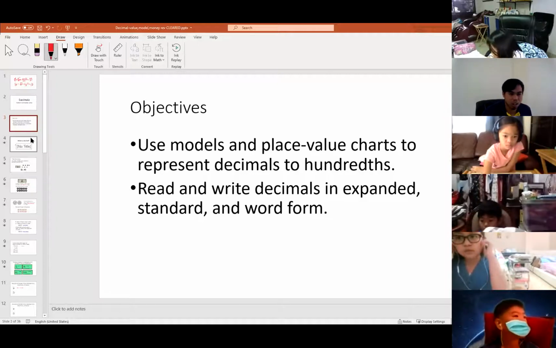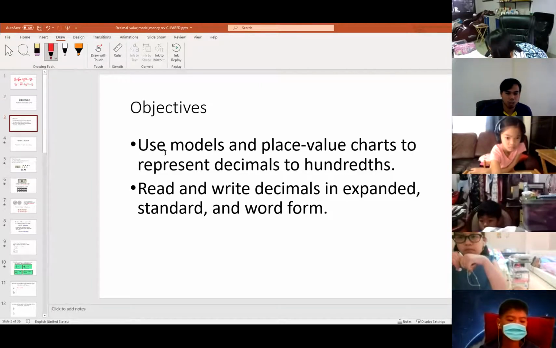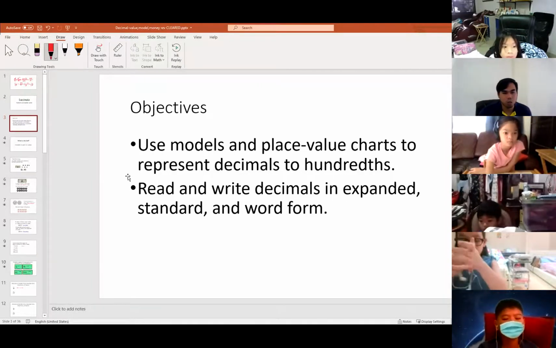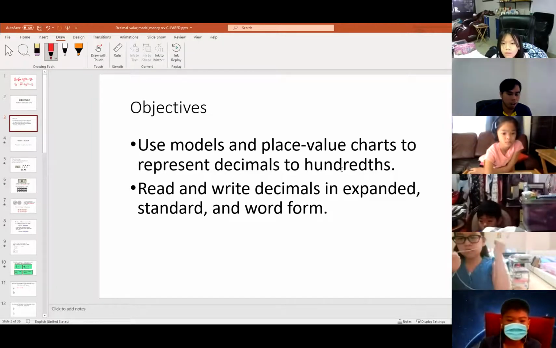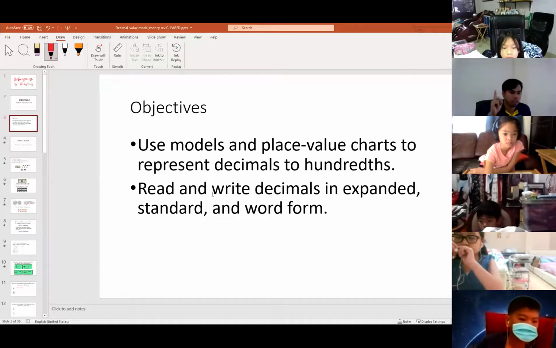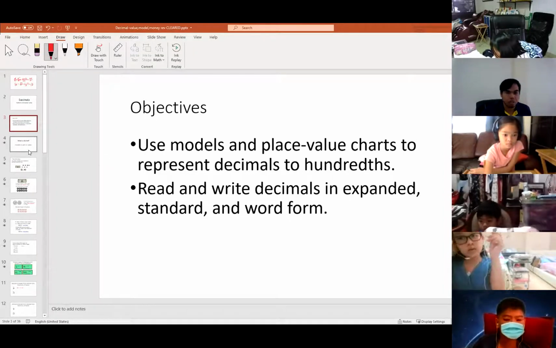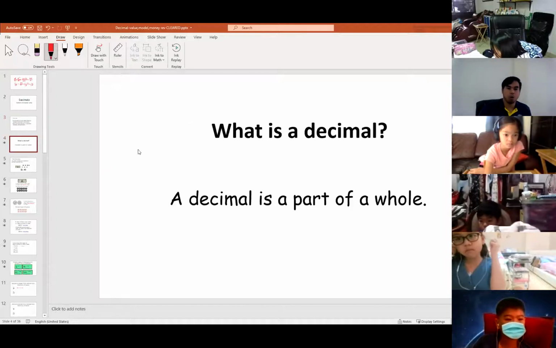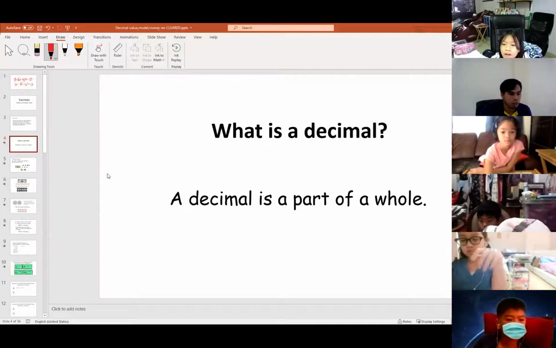It's like decimals. Okay, so for today these are your objectives. You're going to use models and place value charts to represent decimals to hundredths. Okay, we can also go to thousandths if you have time. And then next is read and write decimals in expanded form, standard form, and word form. So in three ways. Okay. All right. So what is a decimal? A decimal is a part of a whole.